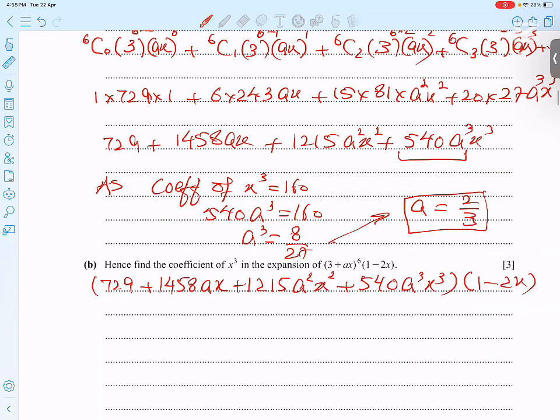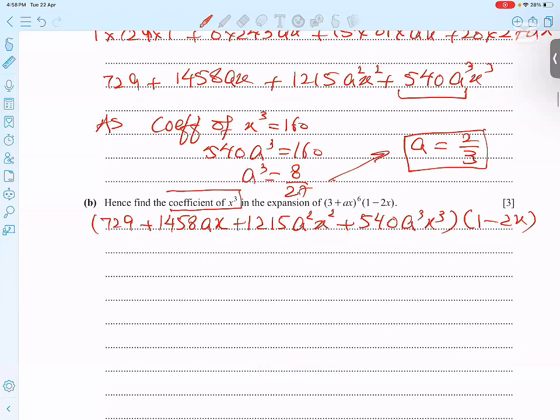Now he's asking for the coefficient of x cube. So how can we do it? Naturally, if this term multiplies with any term, I will not get x cube. This one multiplied with any term, I'm not getting x cube. But x squared multiplied with x will give x cube, so this term multiplying with this term, I get x cube. And x cube into 1 will give x cube.